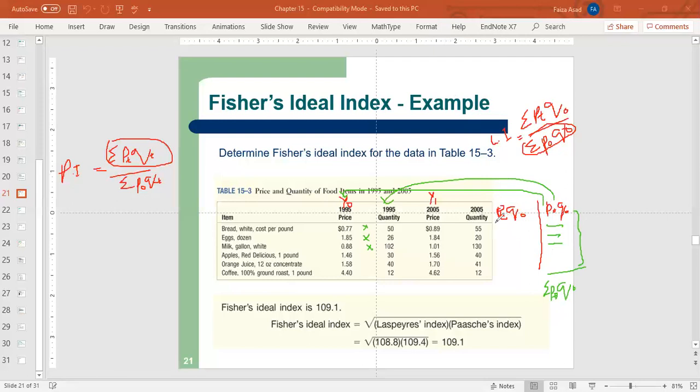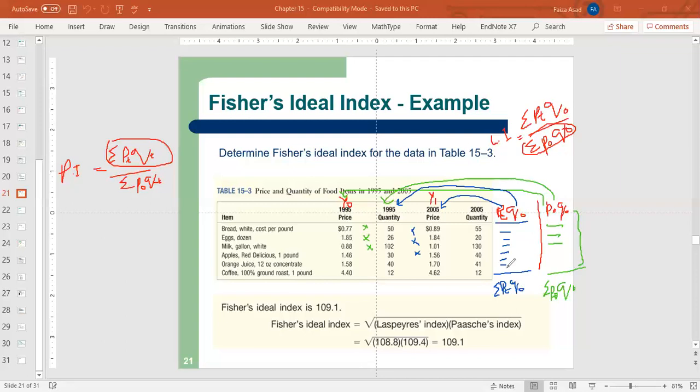So when we calculate the numerator, we will multiply PT and Q naught. The value for PT was this 2005, and Q naught is the quantity of this year. So we will multiply these two columns, and here we will get some values, and at the end we will take the sum or summation of these values. That will be summation of PT into Q naught.